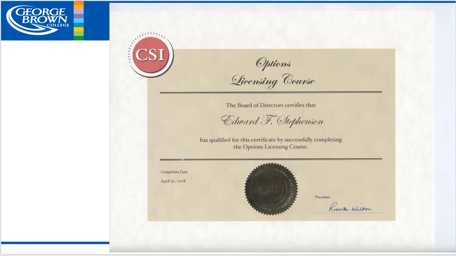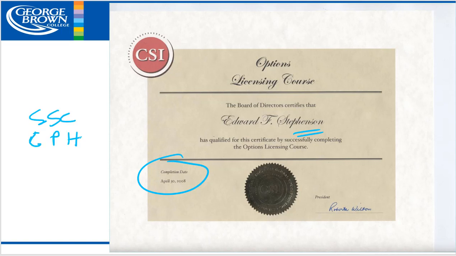Finally, in April of 2008, I did the options licensing course. So now, CSC is the course that you start with to become registered. You've got to do the CPH, Conduct and Practices Handbook. Now you're licensed to trade stocks, bonds, mutual funds, etc. But I actually even went ahead and did the options licensing course so I could do some covered calls.